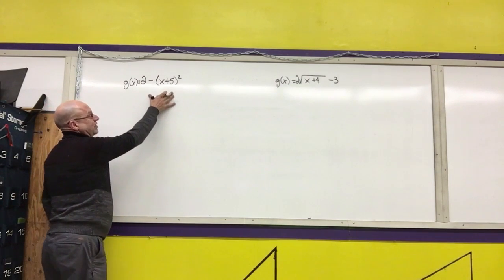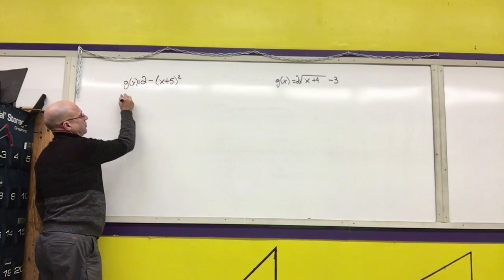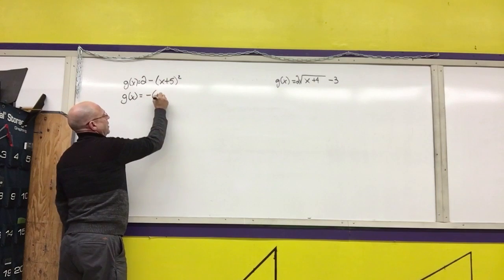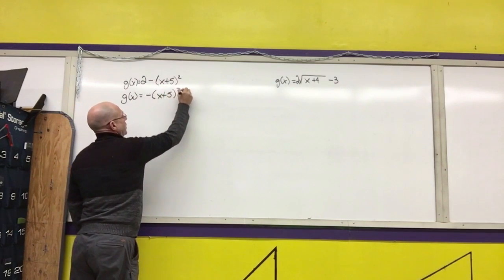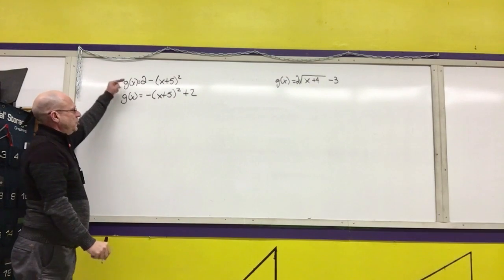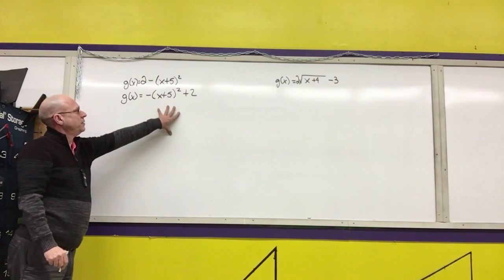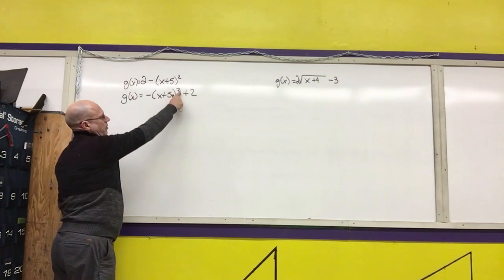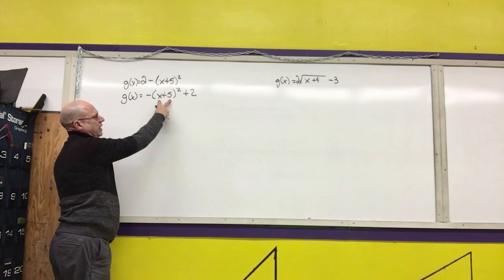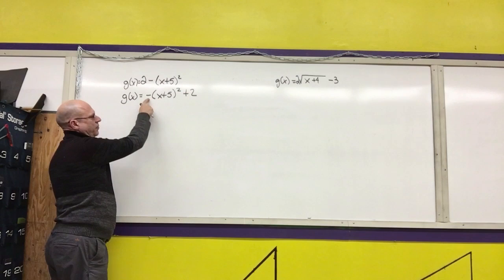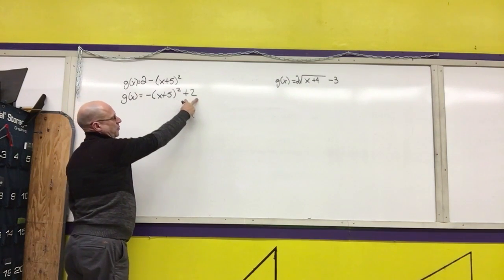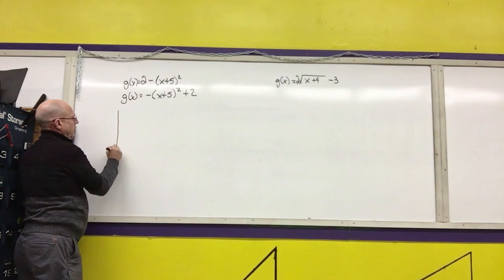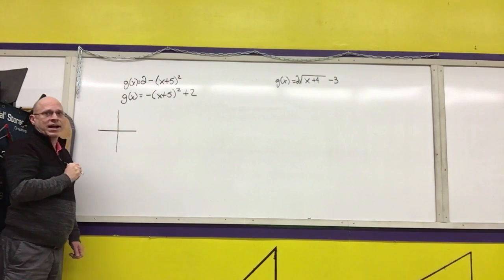So I'm going to rewrite this in the form that we saw using the transformation lectures. And the way I would rewrite this is negative x plus 5 quantity squared plus 2. Just so that you can see that this shows the same form that I had before. Where this plus 5, because it happens before the function rule x squared is applied, is going to be a horizontal shift to the left. This is going to be a reflection across the x-axis, and this is going to be a vertical shift of 2.